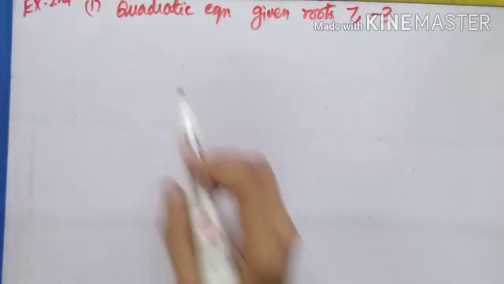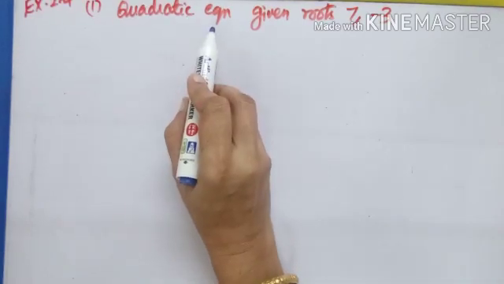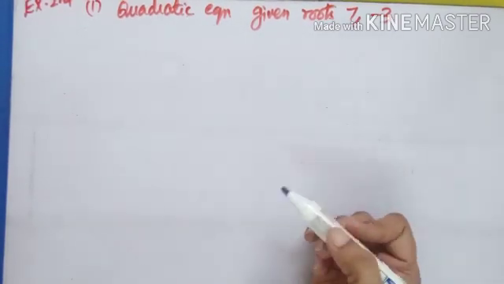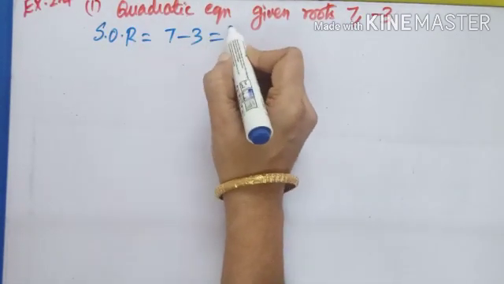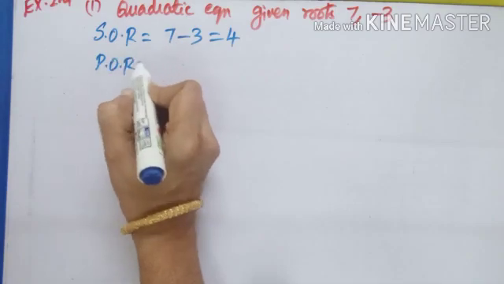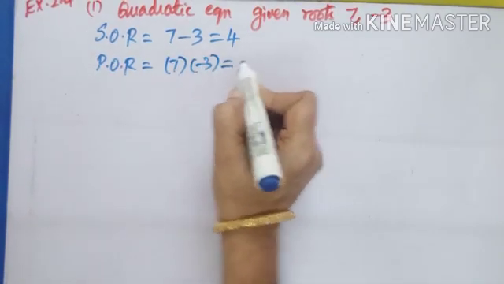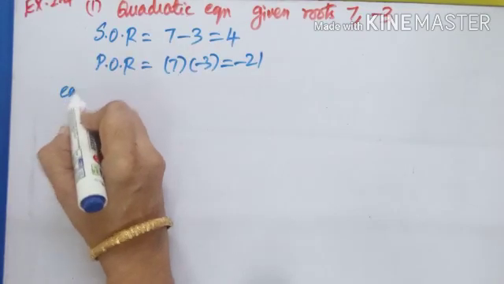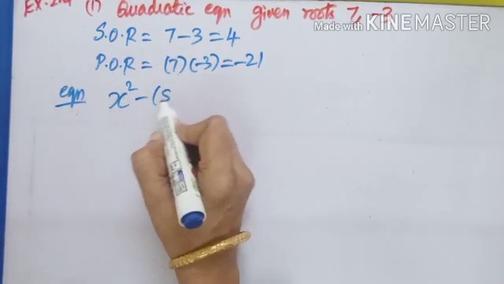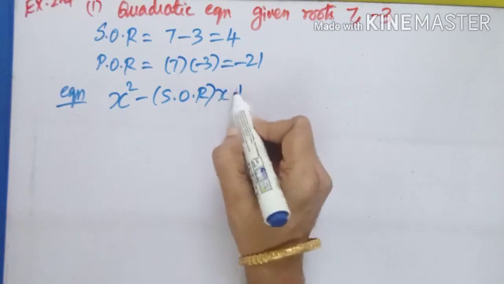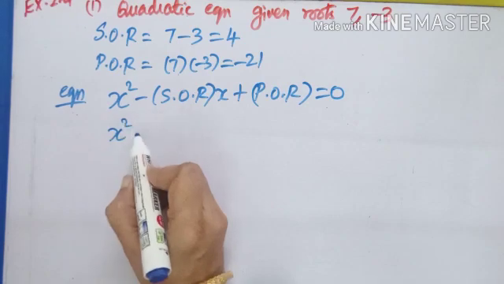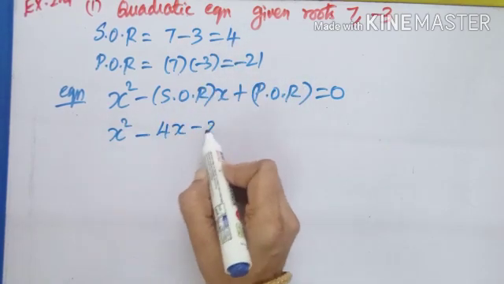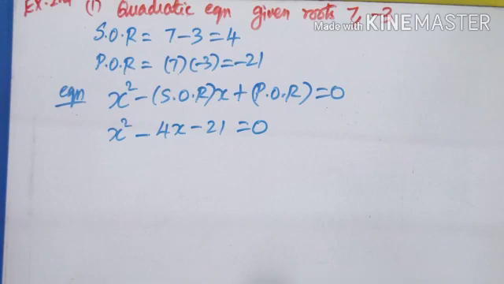A very simple problem. A quadratic equation to be formed with the roots 7 and minus 3. Let us write down the sum of the roots: 7 minus 3 equals 4. Product of the roots: 7 into minus 3 equals minus 21. The equation, by the formula, is x square minus sum of the roots into x plus product of the roots equal to 0. Or I say x square minus 4x minus 21 equals 0. And that is the answer.